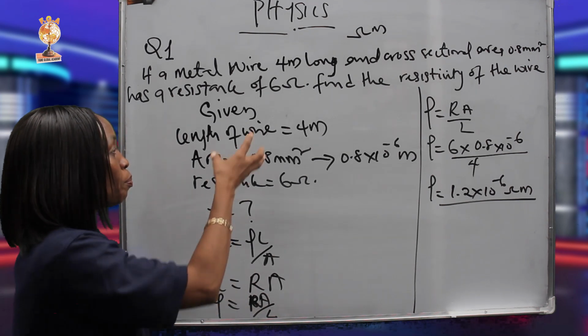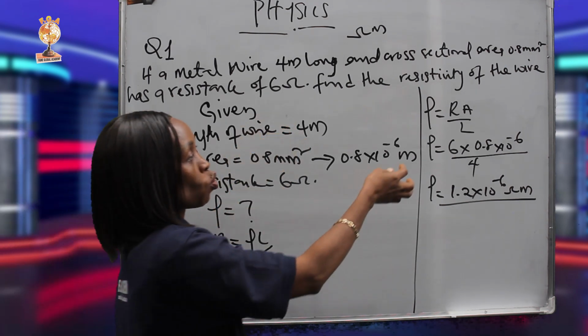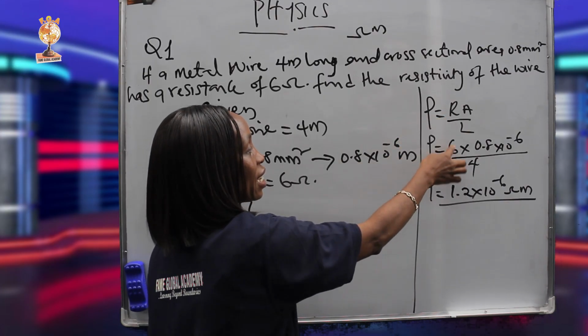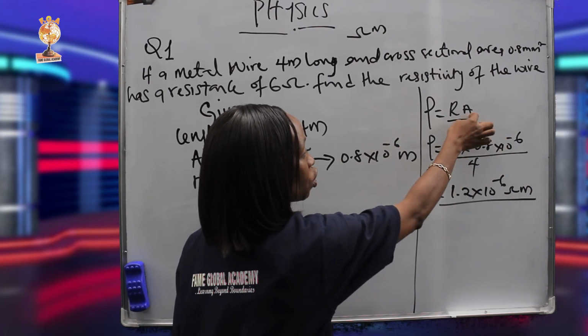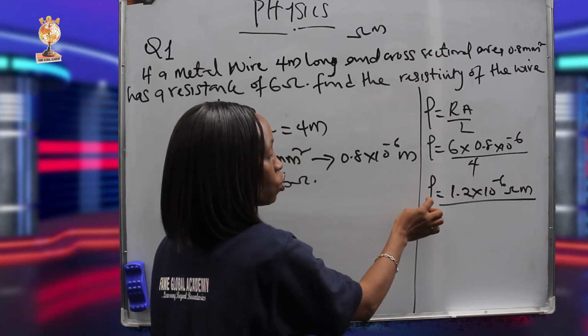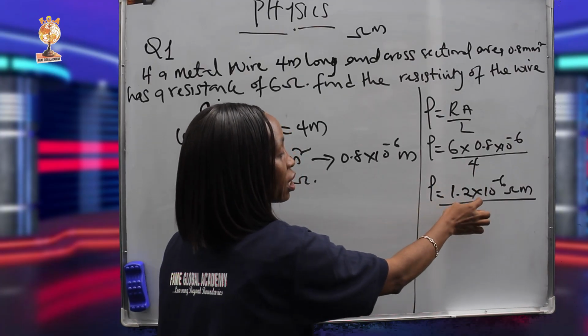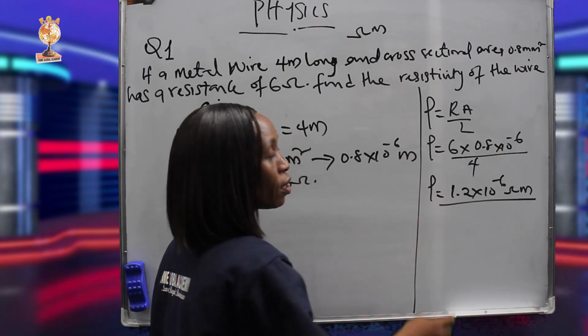Now, input this into the formula. Wherever I have R, 6 times 0.8 times 10 to the power minus 6, which is your area, all over 4. So rho becomes 1.2 times 10 to the power minus 6 ohms meters.